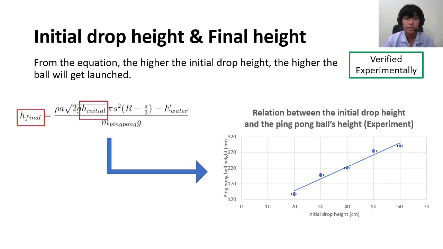And this is the relation between the initial drop height and the final height. As you can see from the equation, the higher the initial drop height, the higher the ping pong ball will get launched.